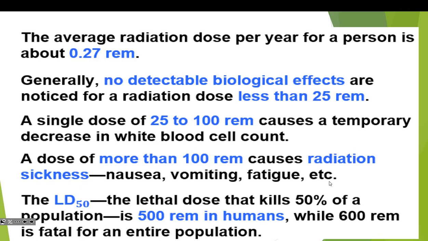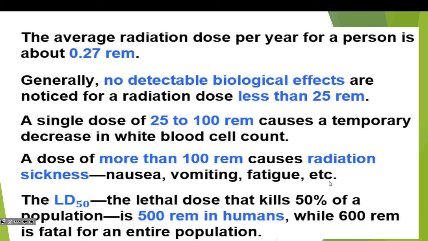Okay, so the average radiation that a person gets per year is 0.27 rem. Generally, at that point, there's no biological effects. A rem is a way to measure how radiation affects the biological. There are several different ways that they measure radiation. REM is one of them, Sievert is one, RADs are some. It just depends on how much radiation there is. 0.27 rem is very, very small. Up until 25 rems, there's really no detectable amount.